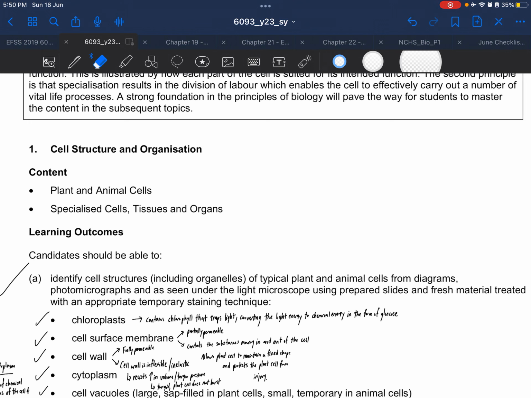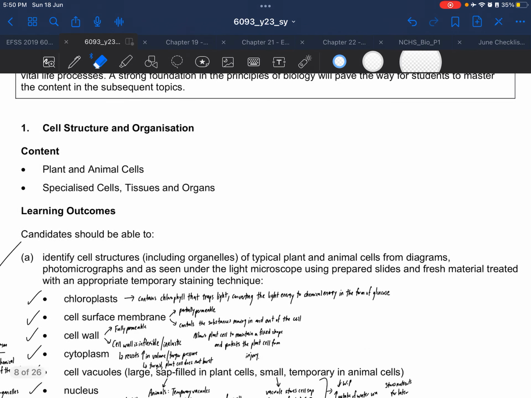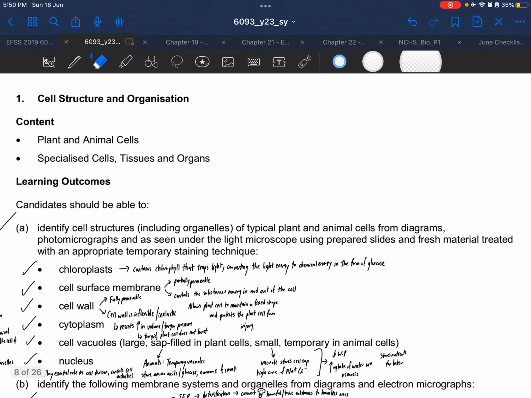So the two main overarching themes of this chapter are the cell structures found in plant and animal cells, as well as the specialized cells, tissues and organs part, which is basically about how cells group together to form tissues, and then tissues group together to form organs and organ systems, and how they specialize from stem cells. And how their structure relates to their function, which is a central part of bio.